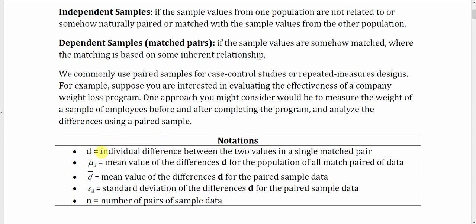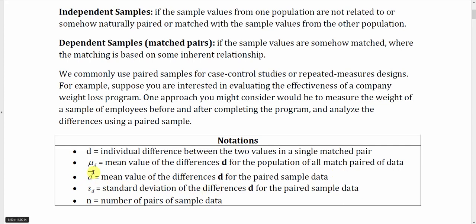So these are dependent samples, and there are a few notations we use in this section. The letter D stands for the difference between the two values in a single matched pair. Just take the subtraction between them to find the difference between the two sample data; that is the individual difference between the two values. Mu D is the mean value of the differences D. D is again the difference between the data points, and mu represents the mean. So this is the mean of the differences D for the population of all the matched pairs of data.